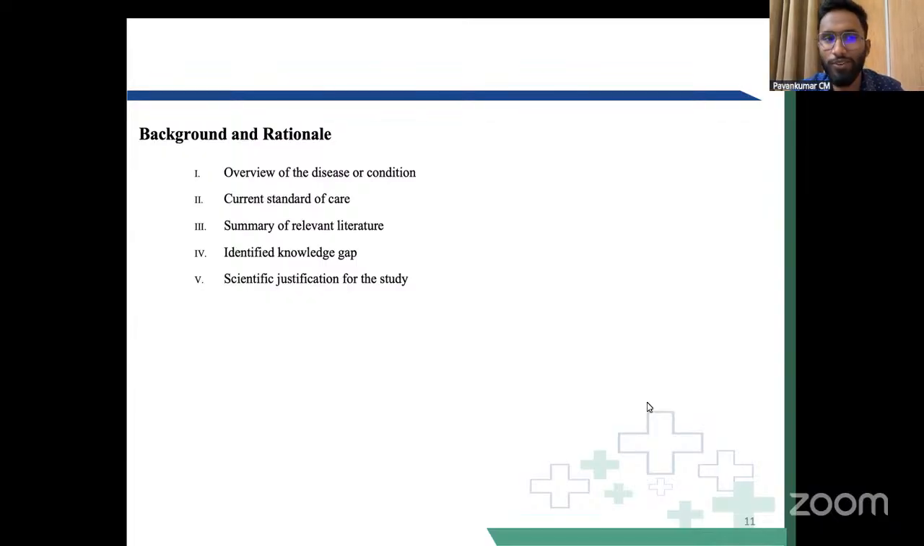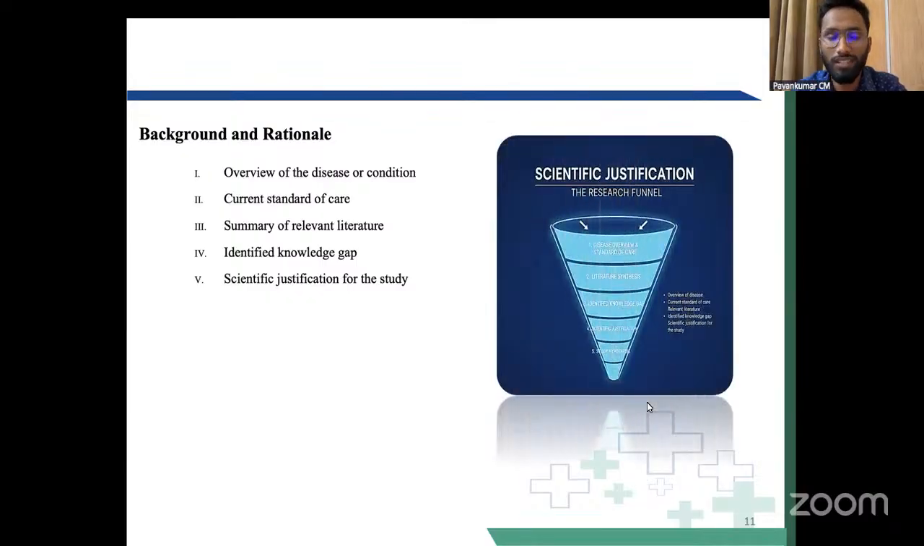Here we are going to clearly speak about the background, and what we structurally write in the introduction. It will be an overview of the disease or condition and the current standards of care, and as we discussed, a summary of the relevant literature, then the identification of the knowledge gap and the research gap, and we are going to give a clear structure of a scientific justification for the study.